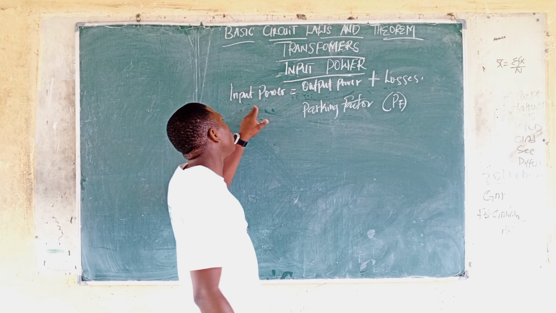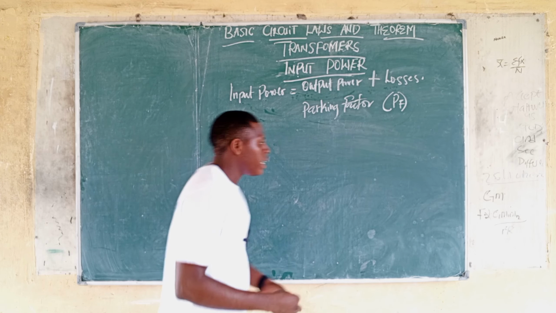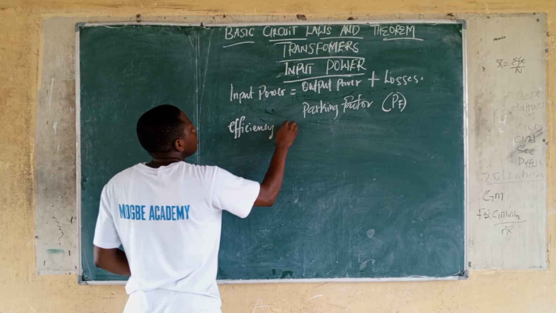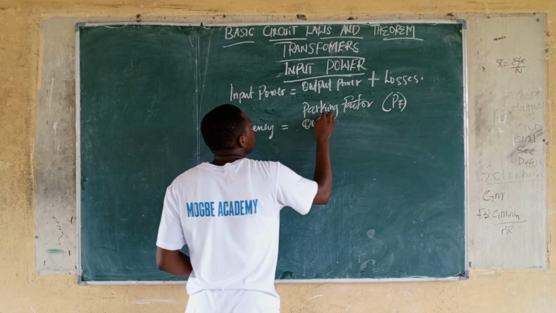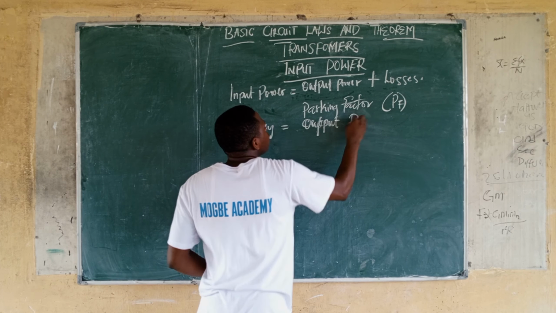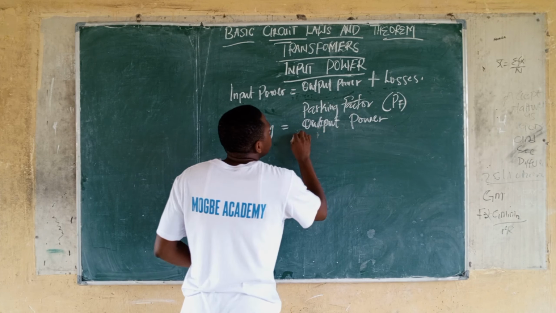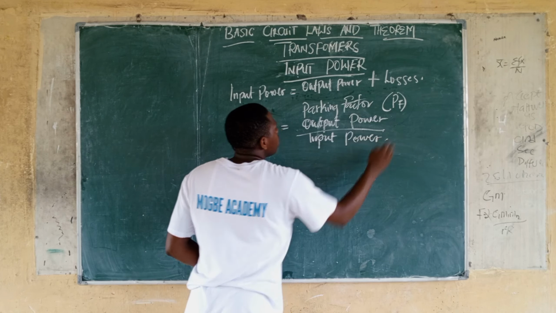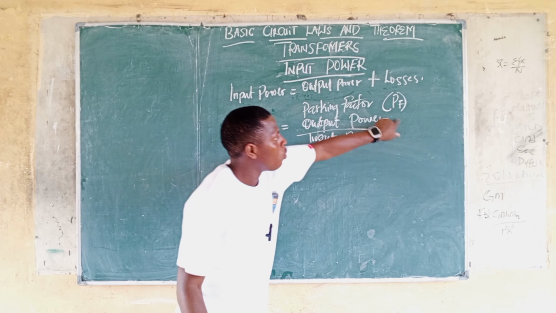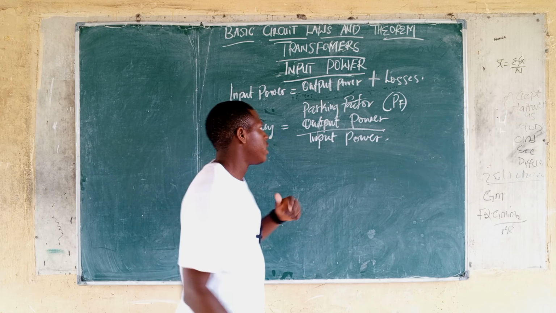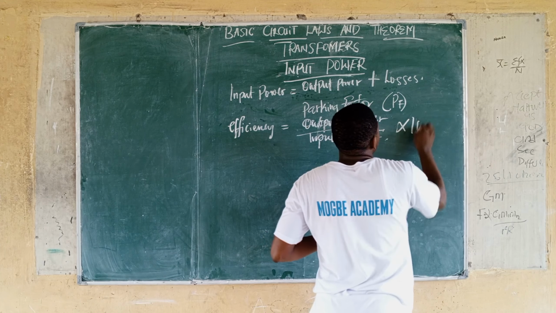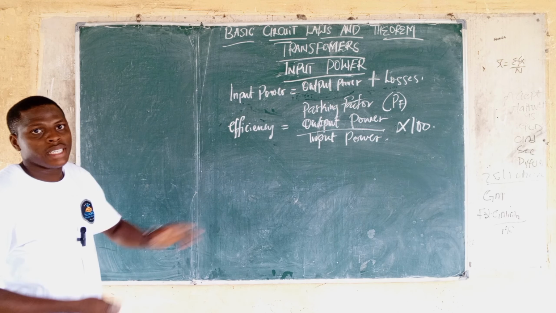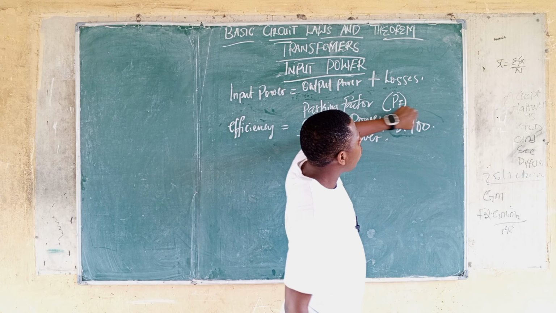What if in a case where you are asked to calculate for efficiency, based on either your input power or your output power. Now take this down. Your efficiency is simply output power divided by your input power. So this equation is applicable when you are asked to calculate for your efficiency. Sometimes you can still add times 100 here, so you can get your answer in percentage. But if you are not asked to leave your answer in percentage, then you ignore this times 100.